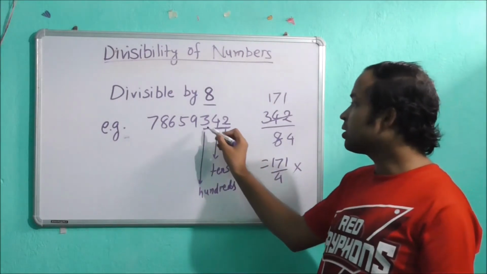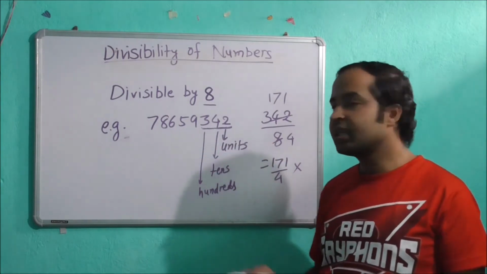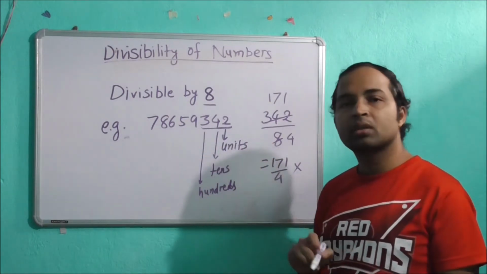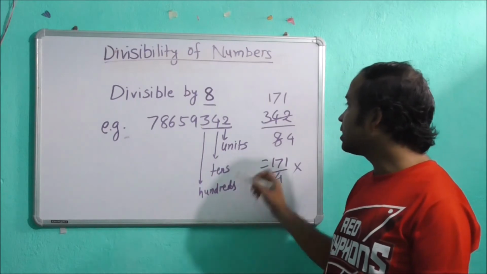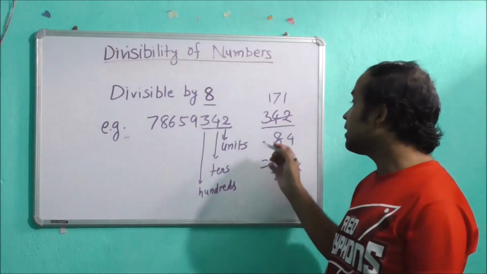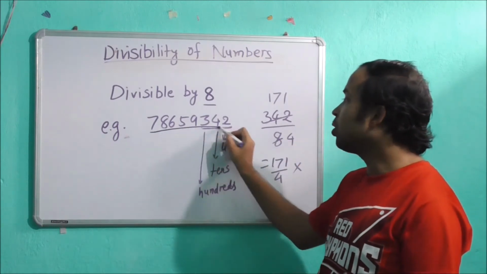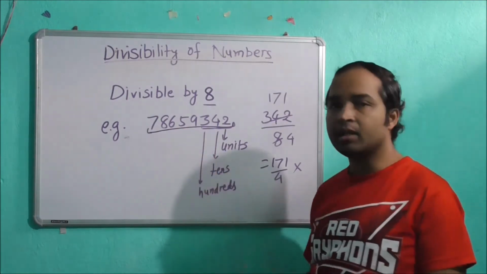So we need to form a number taking digits from units, tens and hundreds, and then we need to check whether this number is divisible by 8 or not. If that number is divisible by 8, then that means this whole number is divisible by 8.